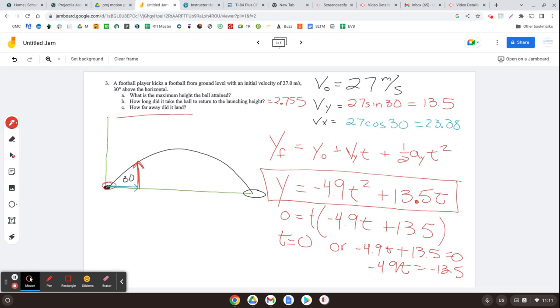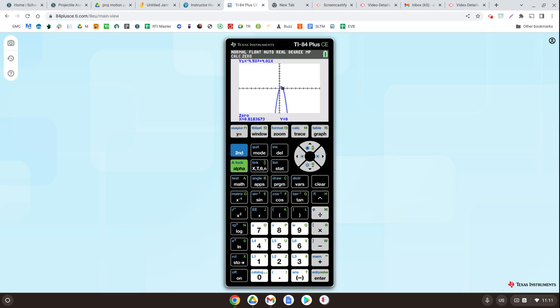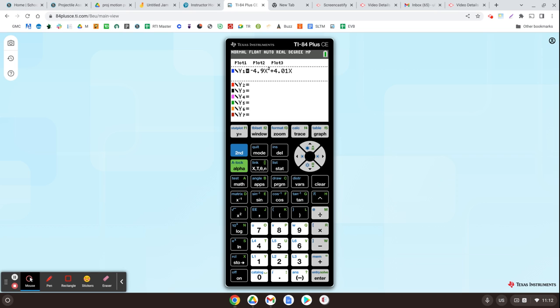What is the maximum height of the ball? Well, to find that, the easiest way is to take 2.755 and divide it in half, and you get 1.3775. If you just put that in, that's going to give you the maximum height. Or why don't we just do everything in our graphing calculator.